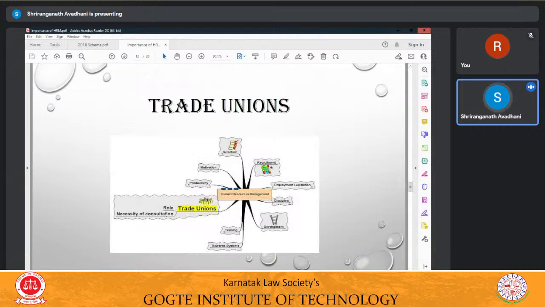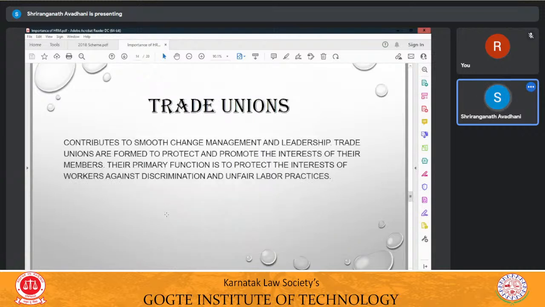Then comes trade unions. Of course, all of you may be knowing the unions. What is a union? It contributes to smooth change in the management and the leadership. Trade unions are formed to protect and promote the interest of their members. Their primary function is to protect the interest of the workers against discrimination and unfair labor practices. If any problems are associated with the management, or there is a dispute between management and the workers, or there may be a dispute or a conflict among the people who are working together, anything is there, the trade union is there to help you.